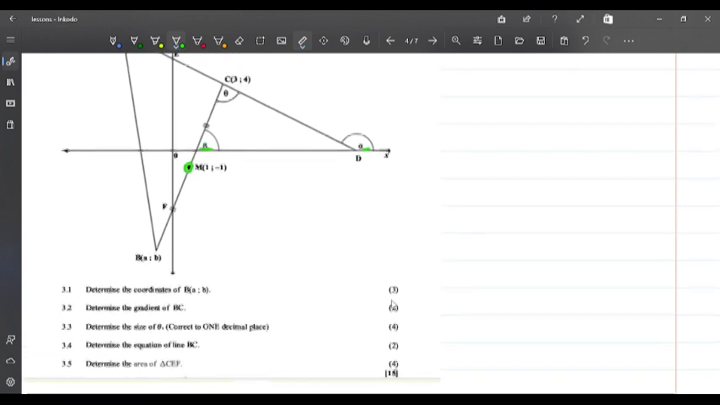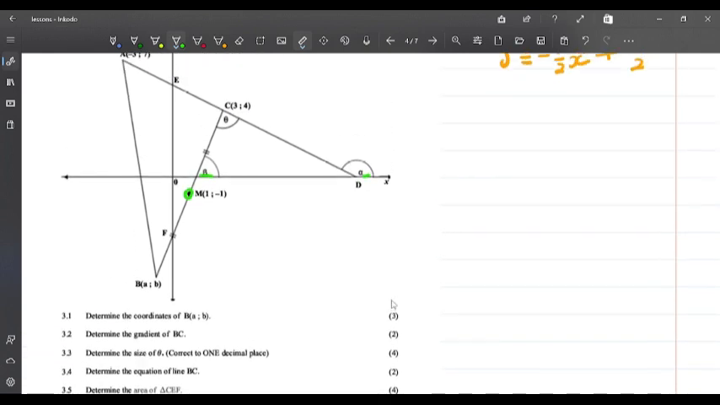So the first question is calculating the coordinates of B. Now, what is it that I'm going to use? I'm going to use point M, which I was told is the midpoint. And how did we get the x value of this midpoint? Remember we said x1 plus x2, all divided by 2, we got the x value of our midpoint, which is 1. And similarly, to get the y value of our midpoint, we said y1 plus y2 divided by 2, we got negative 1.